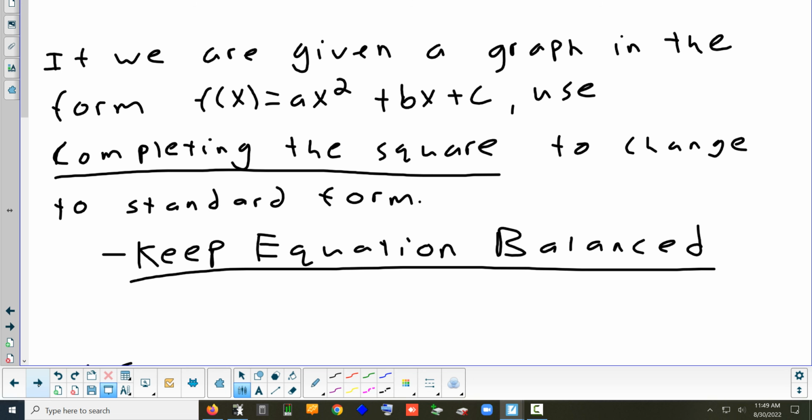It's not really that hard what we're going to do with it, but it definitely is going to probably take some remembering, because there's one step you have to remember how to do. So the goal with completing the square is to take something that's in ax squared plus bx plus c and make it so we can see the transformations. The most important thing is to keep your equation balanced. So if you do anything to the left, make sure you do it to the right.